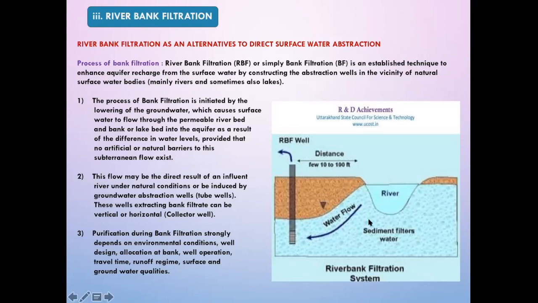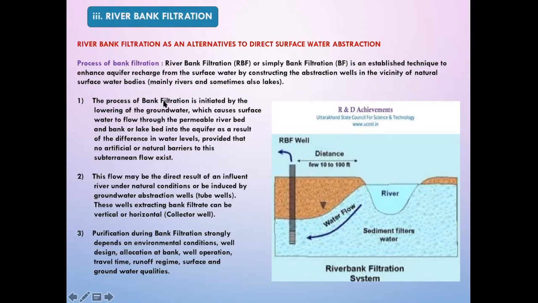Okay, so this is the schematic diagram. The RBF well is here, about similar to the first bank filtration process. The distance between well and river is about 10 to 100 feet. The water will flow down to the well. This is the sediment that filters water from the middle to the bottom.